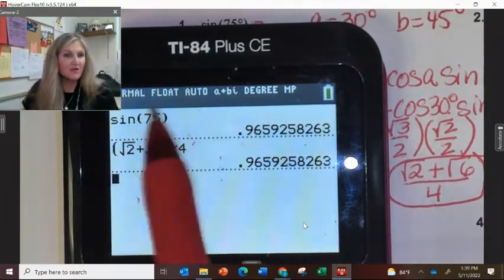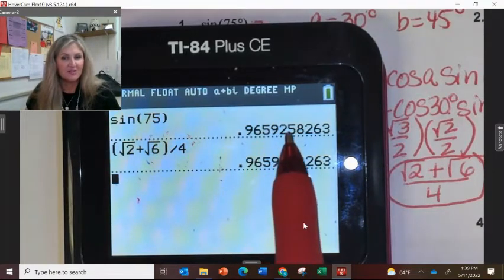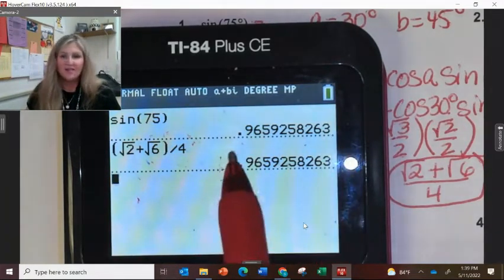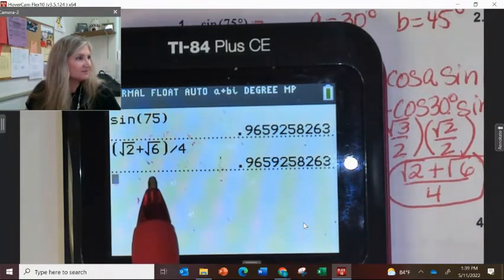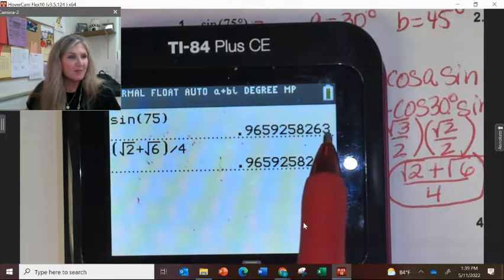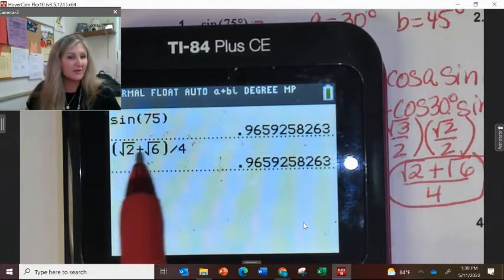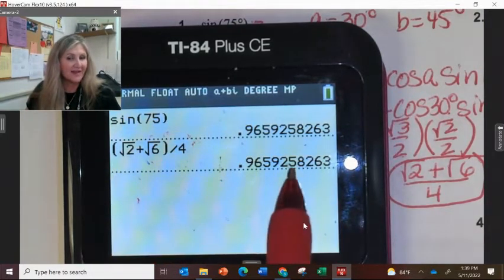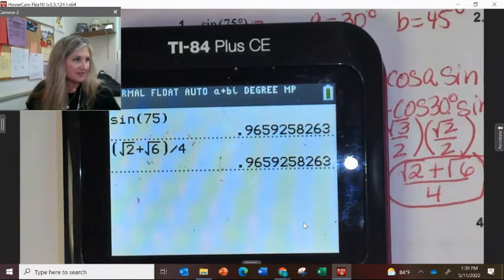If you're taking a quiz or a test and you give me 0.9659258263, that is not an exact answer. Why not? Does this stop right here at the 3? No, it goes on forever because these are irrational. So therefore, that is not an exact answer. Only this is going to be the exact answer. All right, does that make sense? Okay.